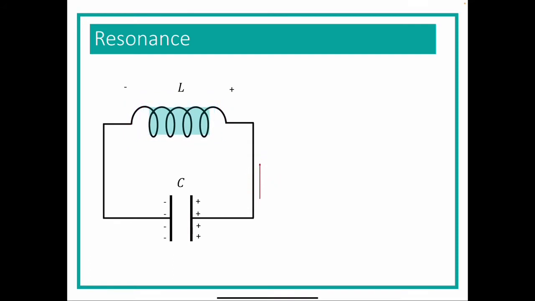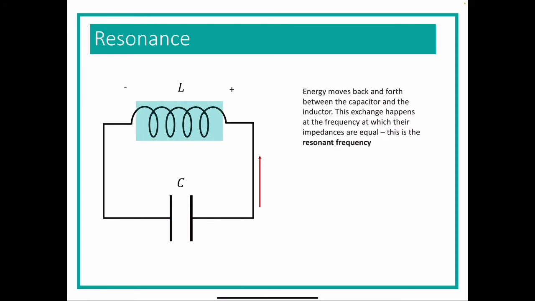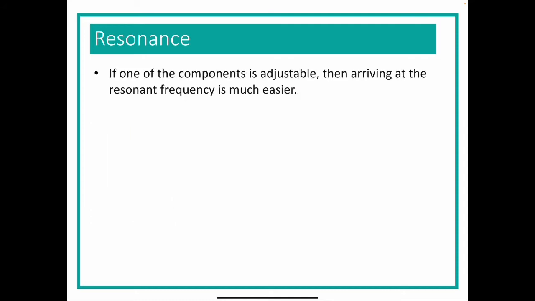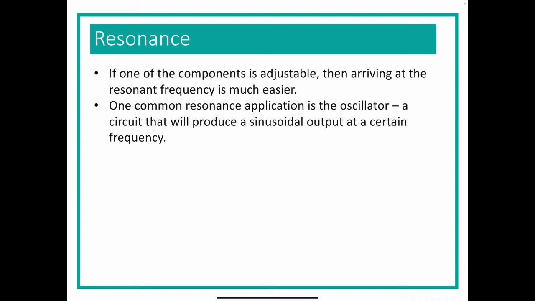So you see how the energy goes back and forth between the capacitor and the inductor, and it happens at a particular frequency. So this is just basically mathematically telling you what I just told you in the previous slide. So if you can find an adjustable component, then you can find this frequency easier. You can produce an oscillator out of this kind of application. So that's basically a circuit that will self-generate a sinusoid at a certain frequency. So that's something that is very precise. It needs very precise components.